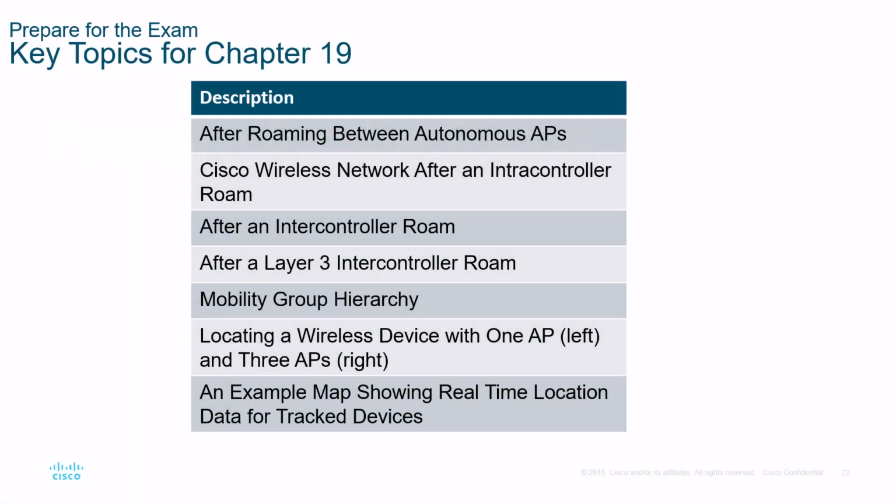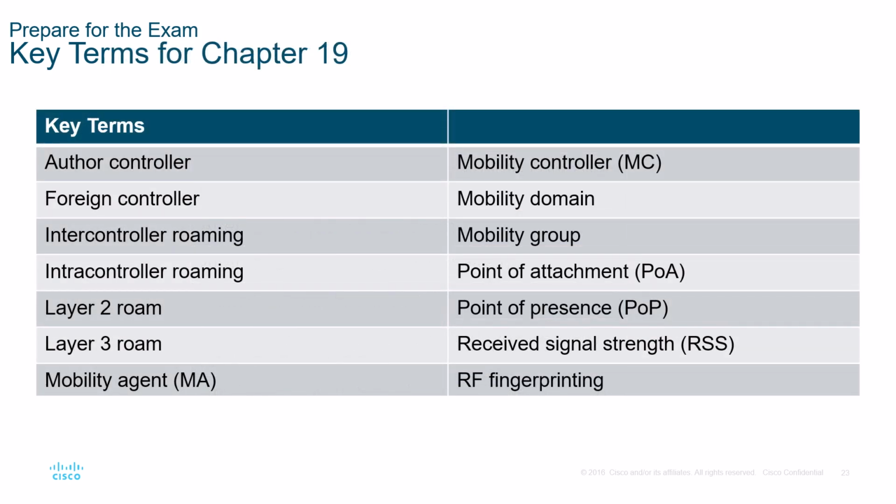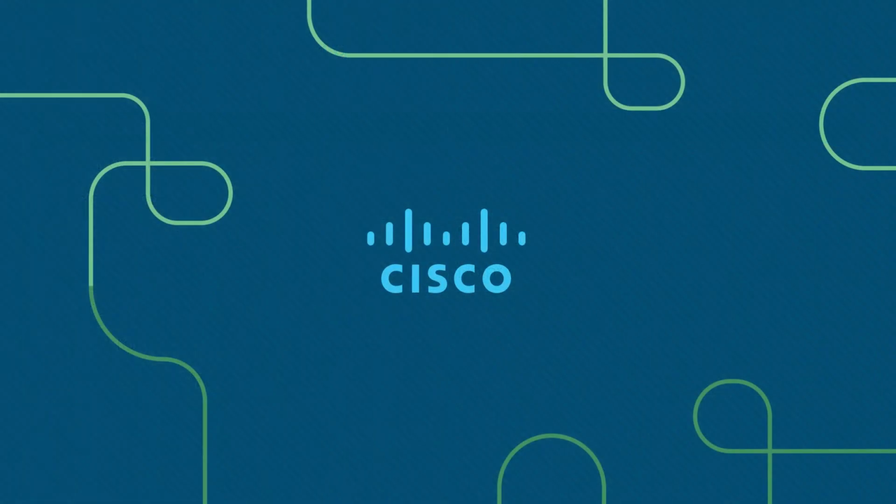Alright, so that is the end of this module. We talked about roaming between APs. We looked at inter and intra controller roaming. We looked at layer 2 and layer 3 roaming. We looked at mobility groups. We looked at locating services. We looked at things like mobility domains, mobility groups, foreign controllers, anchor controllers, and roaming. Alright, so that's the end of this chapter.